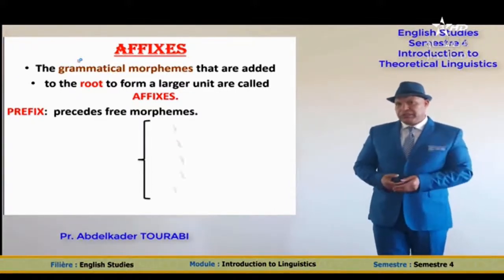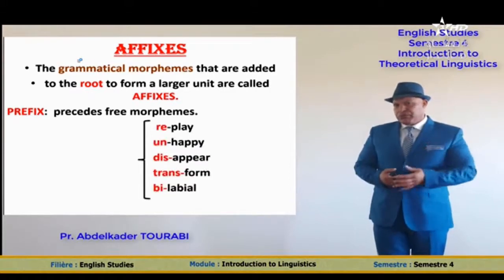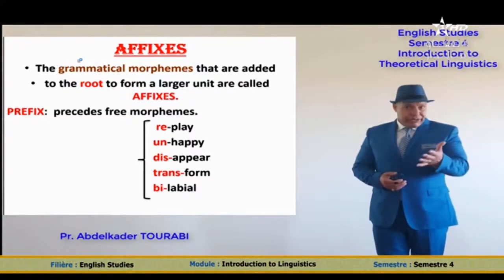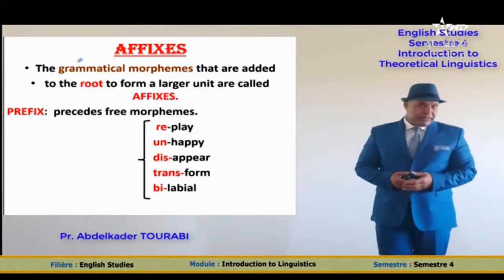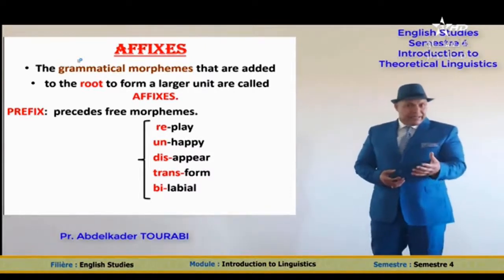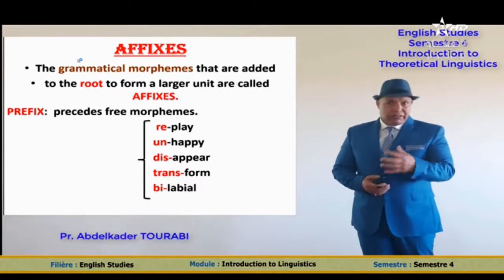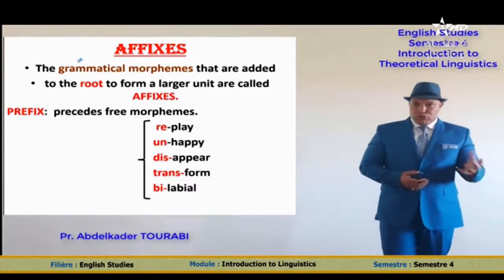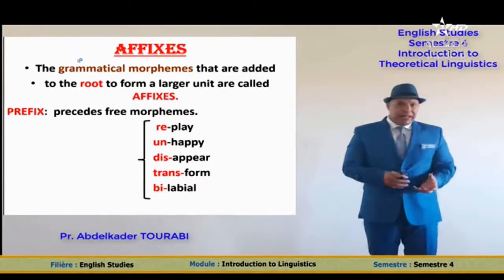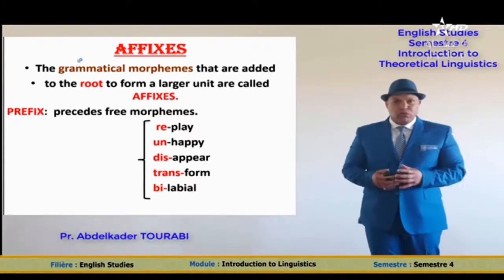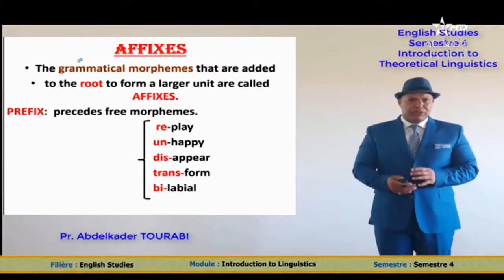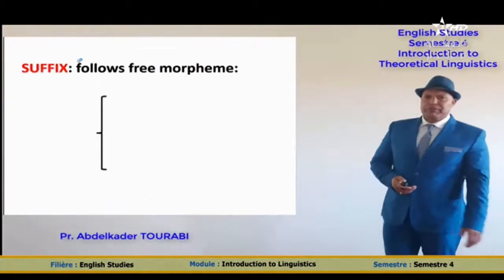We have an example here. We have the word play. We can add the prefix re to give replay. Happy, somebody is happy, but somebody who is not happy is unhappy. Something that appears, but something can disappear. Form and transform. Label and mislabel. So those, re, dis, trans, and mis, are called prefixes because they precede the root morphemes.